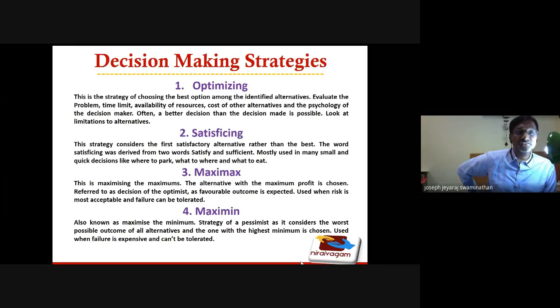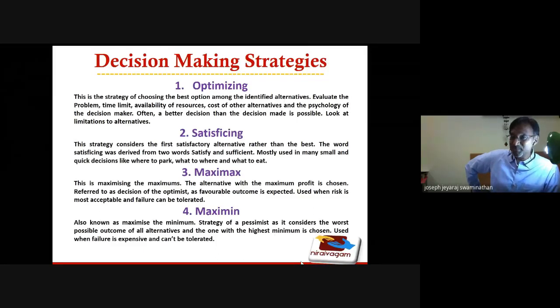The word satisficing was derived from the 2 words, satisfy and sufficient. Mostly used in many small and quick decisions like where to park your car, what to wear, and what to eat. These are very minor decisions, very quick decisions where you are satisfied and you say, okay, it's sufficient.